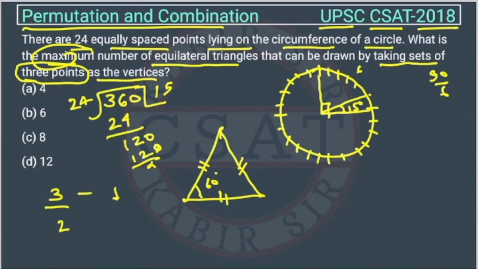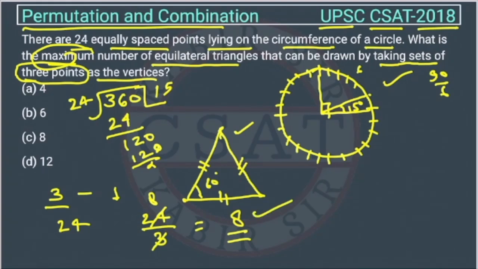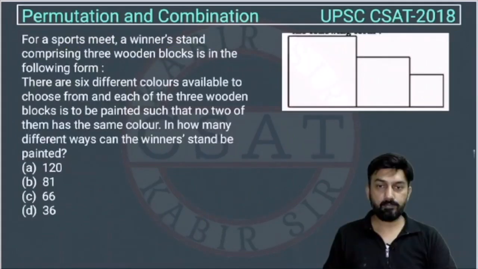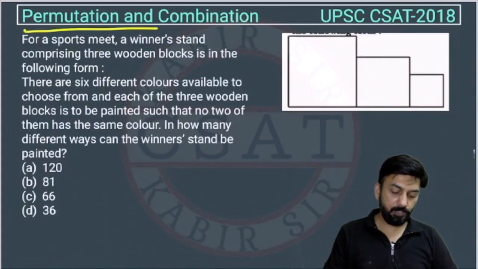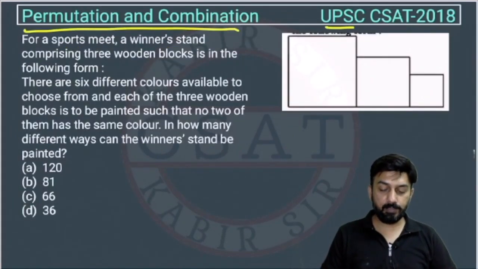So we have 24 points. In 24 points, how many triangles will we get? We will divide it, so we will get 8 equilateral triangles. So this is an easy question. No need to draw this circle. You just have to divide by 3 and you will get the answer. So the answer of this question is 8. This is a question of permutation and combination asked by UPSC in their CSAT paper of 2018.